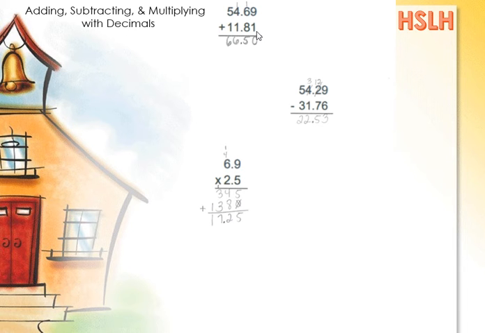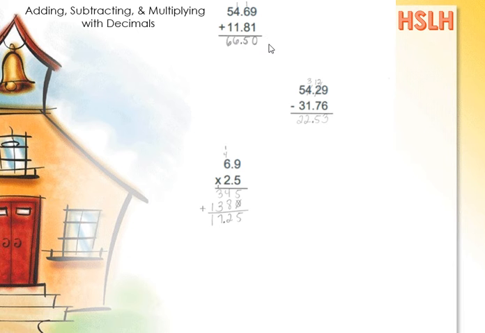9 plus 1 equals 10. So we put our 0 there and our 1 there. And then 1 plus 6 plus 8 equals 15. So our 5 goes there. And our 1 goes there. And then 1 plus 4 plus 1 equals 6. And then 5 plus 1 equals 6, which gives us an answer of 66.50.